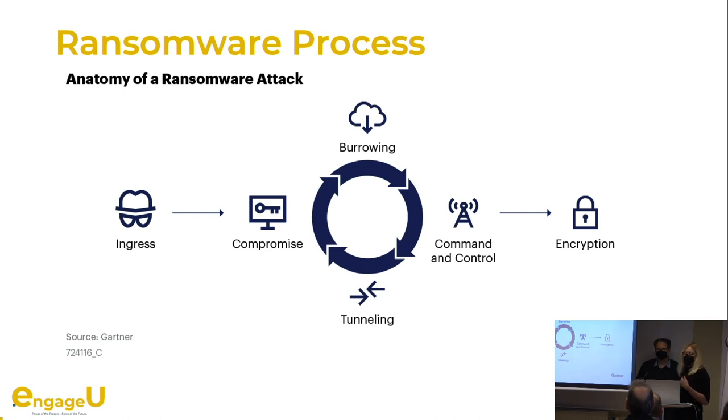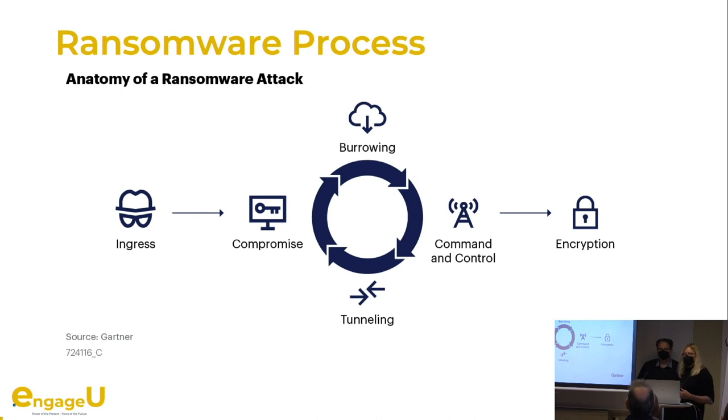But once they're in, it's called burrowing and tunneling here, and feeding information to an offsite server, called command and control. It's called C2 in hacker terminology. And they're looking through directories to see what's important here.